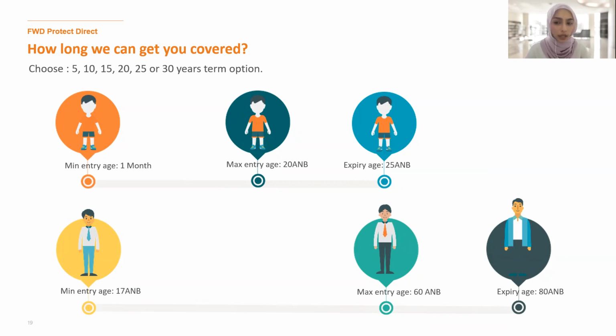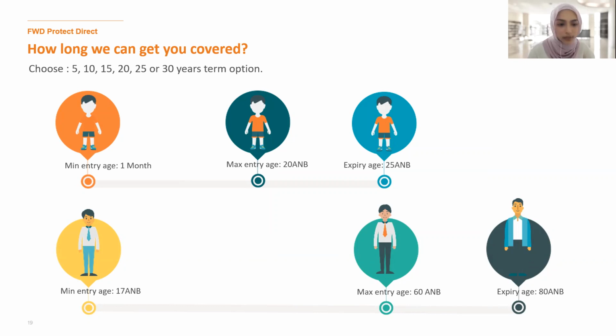The difference between an entry age and an expiry age is that entry age is when you can join the plan. Expiry age is when your certificate will expire. So for example, if you join the plan at 20 years old, age next birthday, you can only take a maximum of 5 years because the expiry age will be at 25 years old age next birthday.